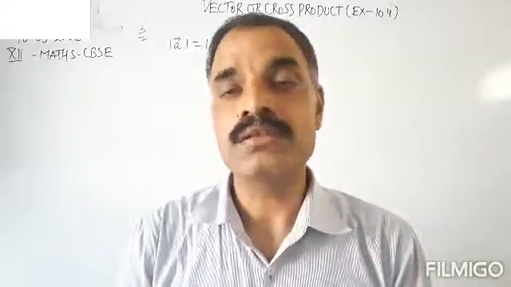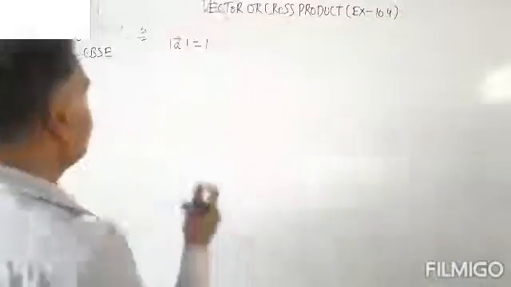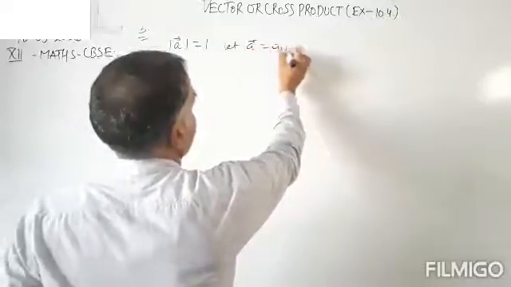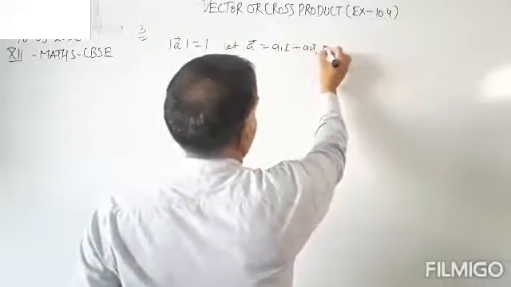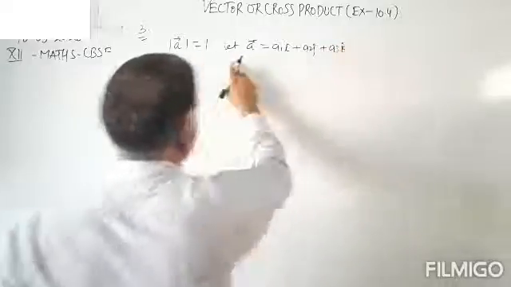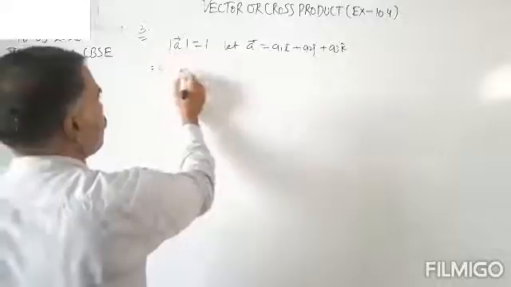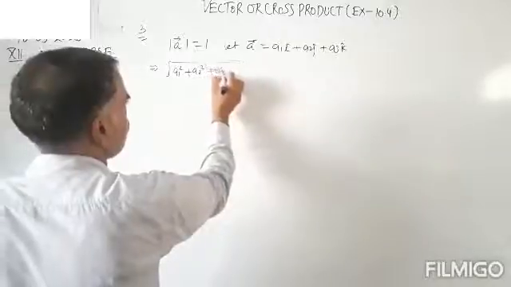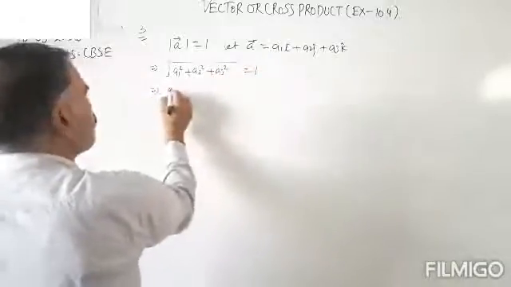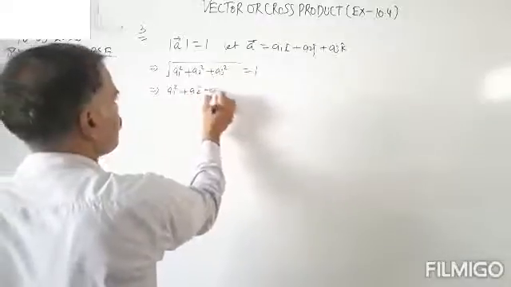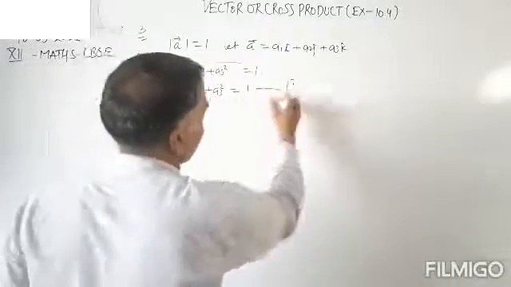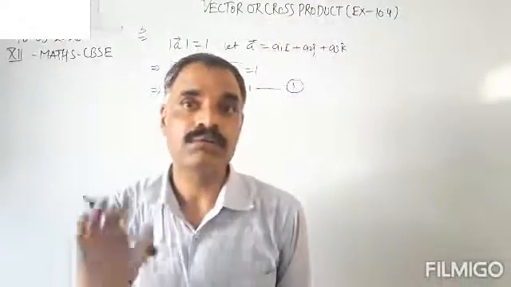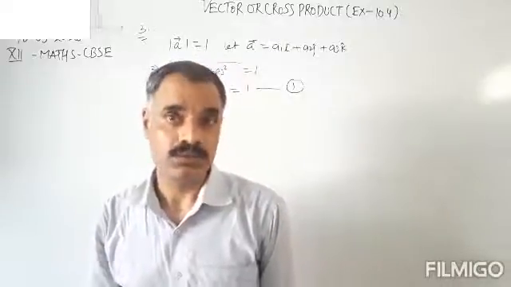And also find the components of a vector. So write down a vector in terms of components. Let a vector equal a1 i cap plus a2 j cap plus a3 k cap. This is a vector in terms of components. The magnitude of a vector equals 1, means the square root of a1 squared plus a2 squared plus a3 squared equals 1, means a1 squared plus a2 squared plus a3 squared equals 1. Equation number 1. Every step is important in this question, a very important question from the examination point of view.